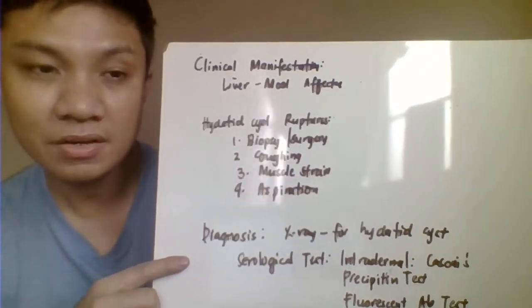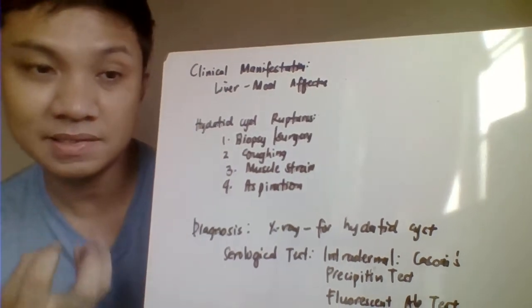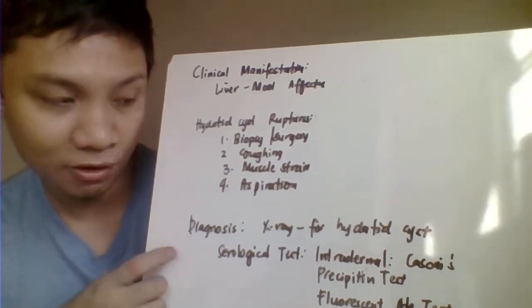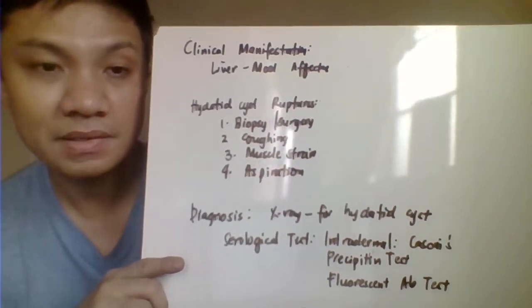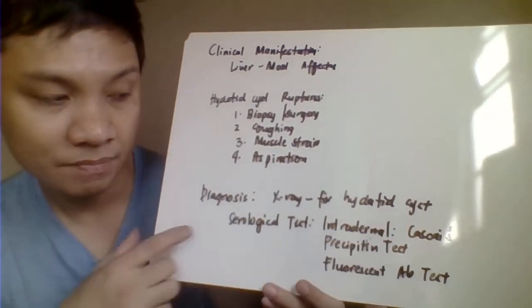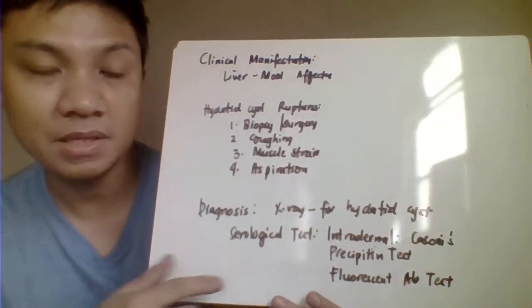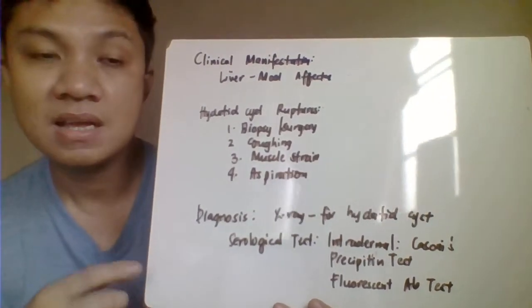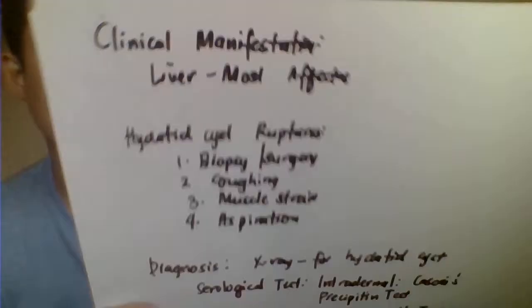To diagnose here, you could have your x-ray for identification of your hydatid cyst. Makikita yung mga cysts, mga bukol-bukol o mabilog-bilog. You could also perform the skin test, your intradermal skin test or Casoni test. You could also have your immunoserological testing like your precipitation test for antigen-antibody reactions. You could also have a fluorescent antibody test for that.